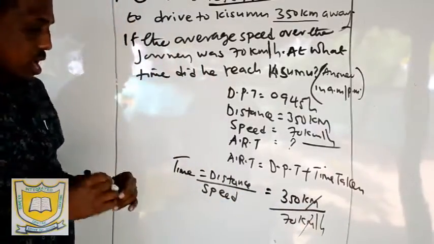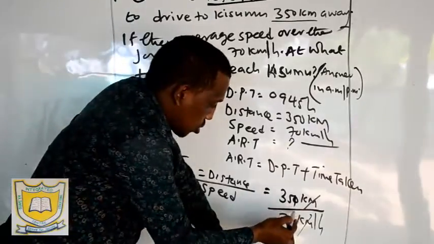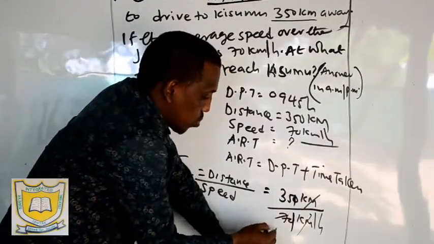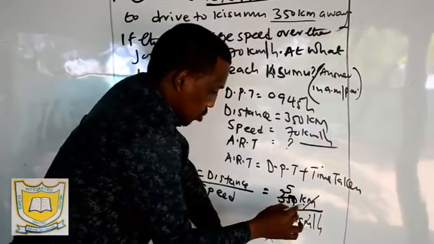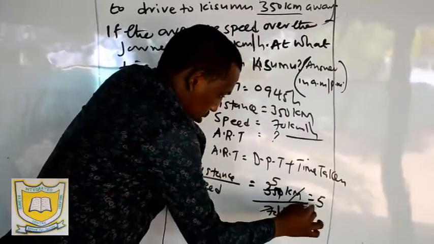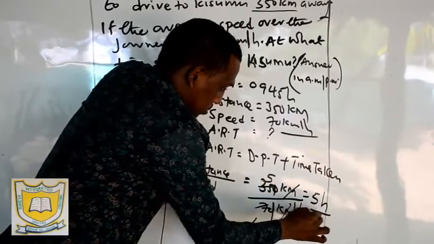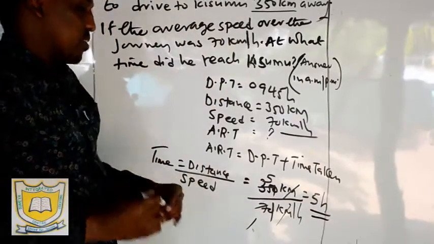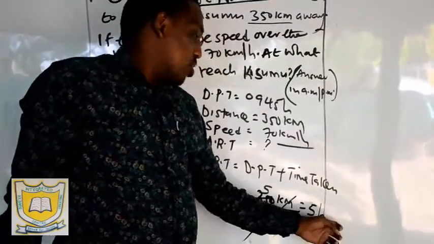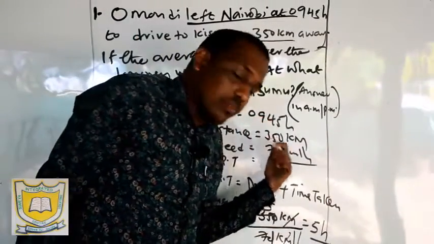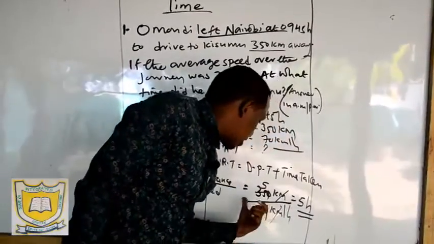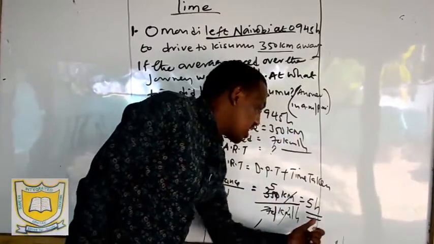Kilometers. We simplify now. Cancel. By seven five. So here it remains with 5 hours. That is now the time taken. So the departure time we were already given. The time taken, we got it after dividing the distance and the speed, is 5 hours.